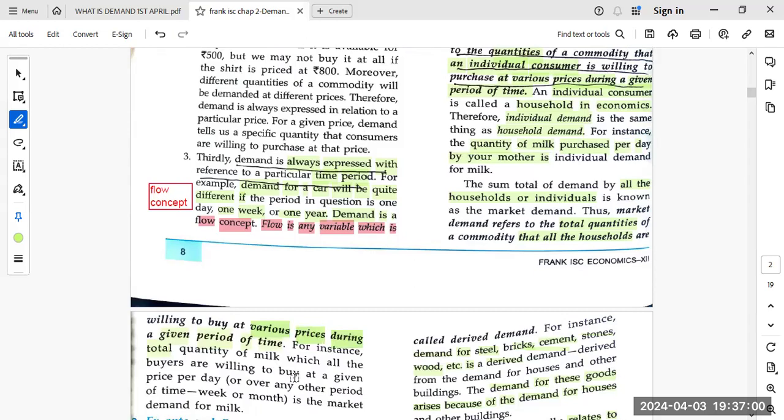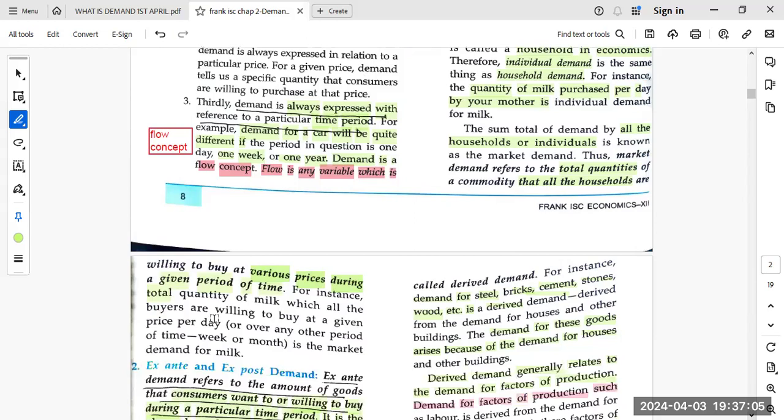For example, the total quantity of milk which all the buyers are willing to buy at a given price per day or over any other period of time. So this is the flow concept which is coming here. Any period of time, which is week, month, whatever. So when I say, what is the total demand of my apartment, Rosewood? It will always refer to a period of time, whether I'm mentioning the total period of time for a day or a week or a month. If we do not mention the period, then it becomes useless.